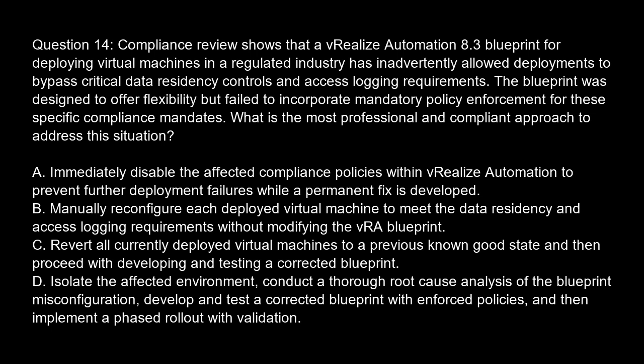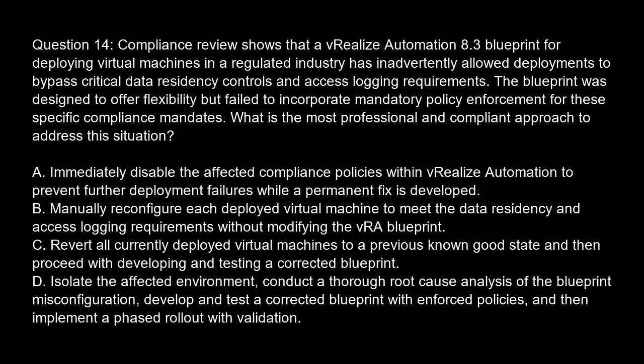Option A. Immediately disable the affected compliance policies within vRealize Automation to prevent further deployment failures while a permanent fix is developed. Option B. Manually reconfigure each deployed virtual machine to meet the data residency and access logging requirements without modifying the vRealize blueprint. Option C. Revert all currently deployed virtual machines to a previous known good state and then proceed with developing and testing a corrected blueprint.